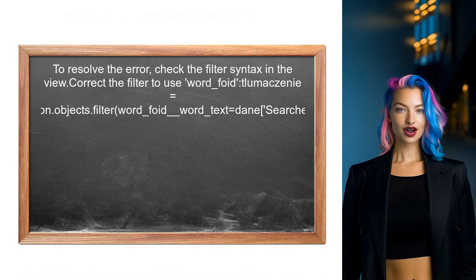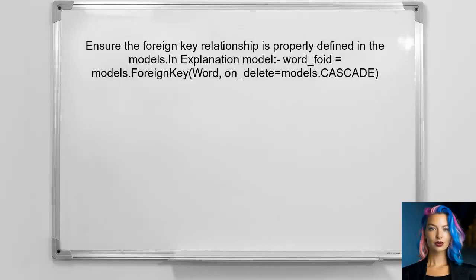The keyword word should be replaced with word void, which is the correct field name for the foreign key relationship. Next, the user should ensure that the foreign key relationship is properly defined in the models. The user has already set this up correctly, but it's good to double-check that the foreign key in the explanation model points to the word model.